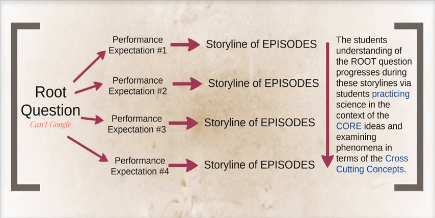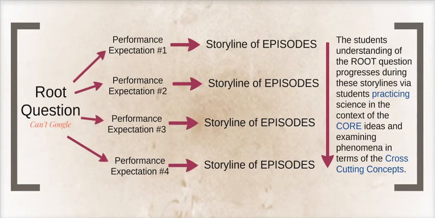Okay, so if you look over on the right over here, it says the student's understanding of the root question progresses during these storylines, and this is via the students practicing science in the context of the core ideas. So they're learning the content, but also learning that content via practicing different science skills, and by examining this phenomena in terms of the cross-cutting concept. So by looking at it in terms of a system, if that's appropriate, or structure and function, or scale, proportion, and quantity, these different things. And so really starting to look at the phenomenon in terms of those things. So that's a basic idea of the new standards and what we should be thinking about with planning that.